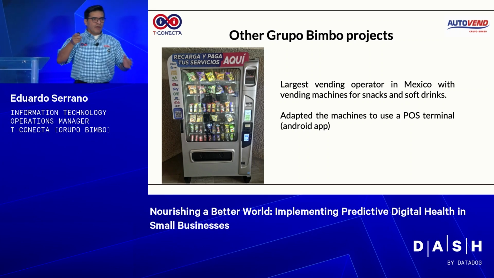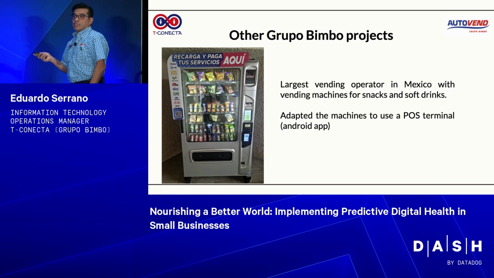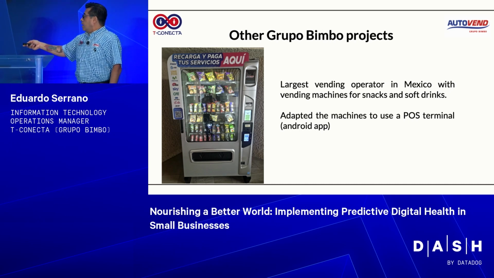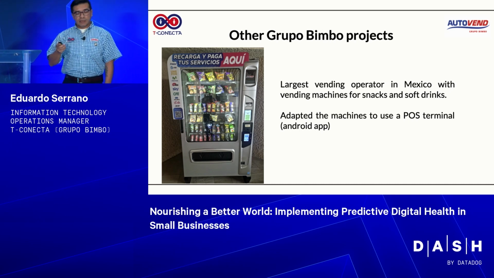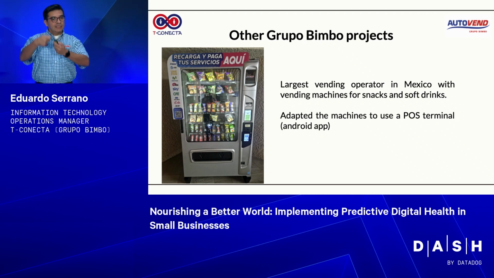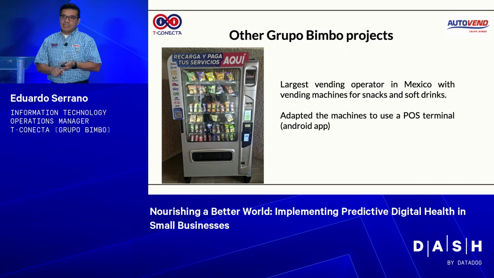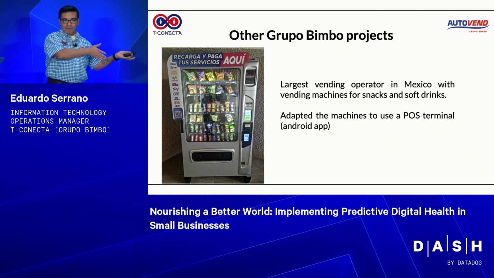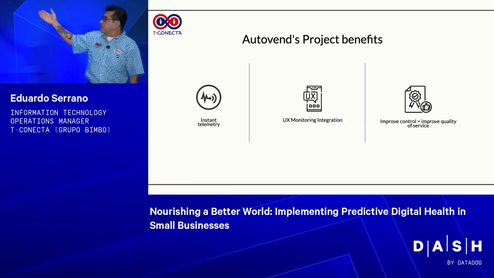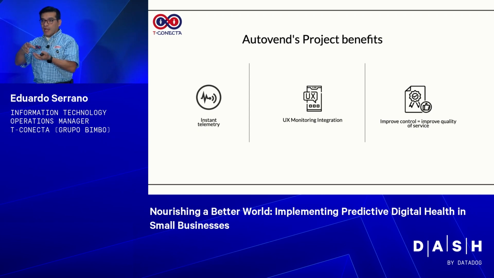Okay, other Grupo Bimbo projects that we have on observability, this is very interesting, is Autoven. Autoven is one of the largest operators in Mexico for vending machines for snacks and soft drinks. And now in these machines, we have adapted a POS terminal with an Android application. Now in these machines, the people can get the snacks, but then they can buy airtime, they can pay bills in the machine, and they can do all the services of the little tienditas in these machines. What is the advantage, or the benefits of this project? Now, these machines have instant telemetry because the terminal has a cellular SIM.